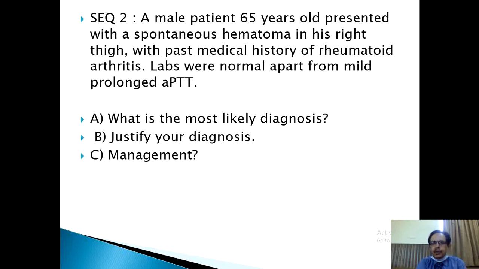SEQ number 2. A male, 65 years old, presents to you with spontaneous hematoma in his right thigh with a past medical history of rheumatoid arthritis. Laboratory analysis shows everything normal, but only the APTT is prolonged. What is the most likely diagnosis? Justify your diagnosis, and how will you manage this patient?